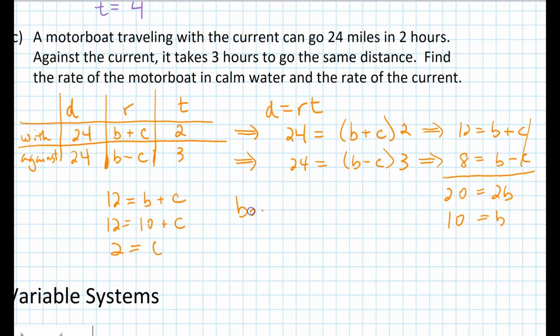So the boat travels at what rate? 10 miles per hour. It's a rate. And the current is traveling at 2 miles per hour. Yay. I like that one better.